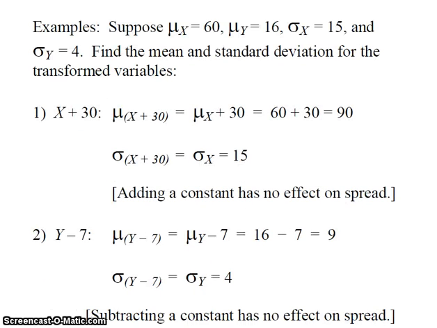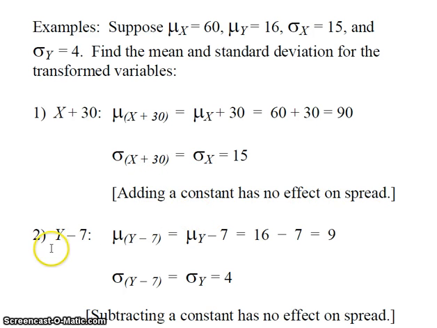Here are some examples. We have a variable x with a mean of 60 and a standard deviation of 15, and a variable y with a mean of 16 and a standard deviation of 4. To find the mean and the standard deviation for these transformed variables, we just apply the rules. The mean of x plus 30 would be the mean of x plus 30, and that's 60 plus 30 or 90. The standard deviation of x plus 30 is just the original standard deviation of x, which is 15. Adding a constant has no effect on spread.